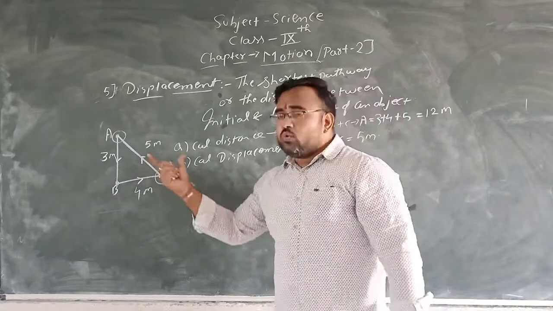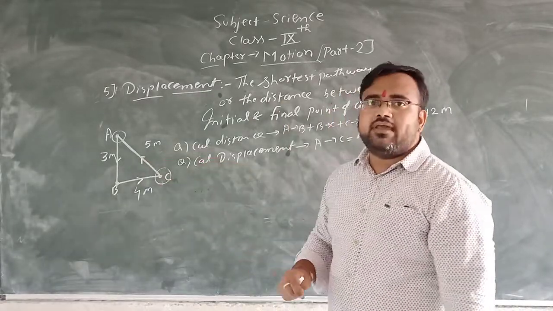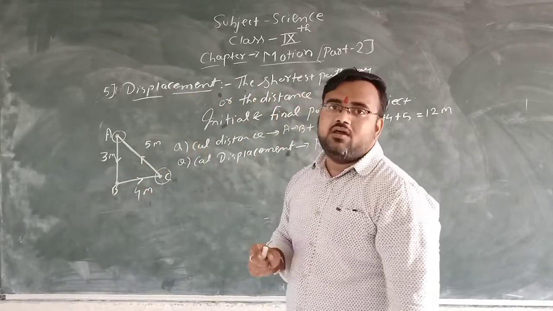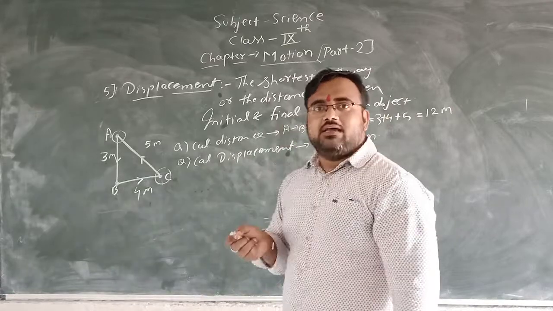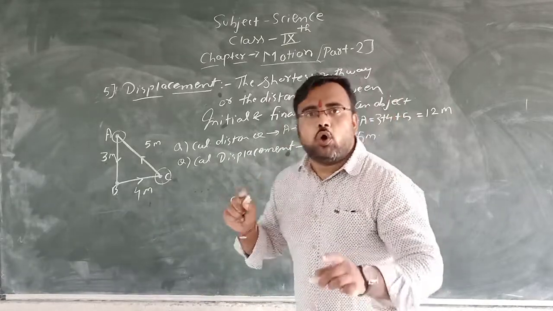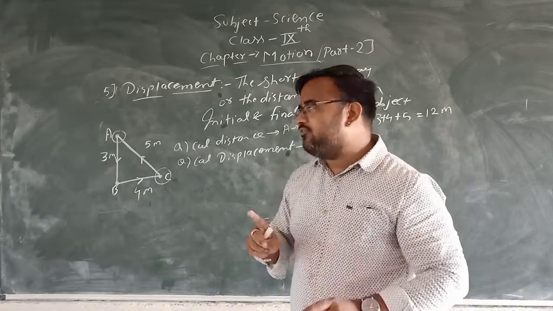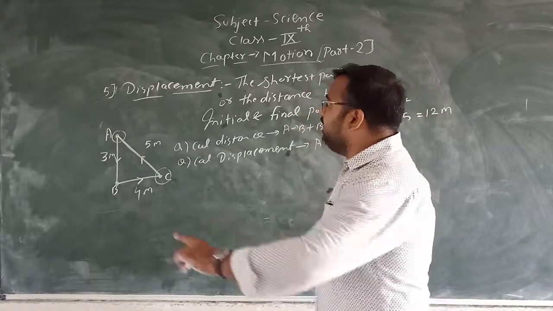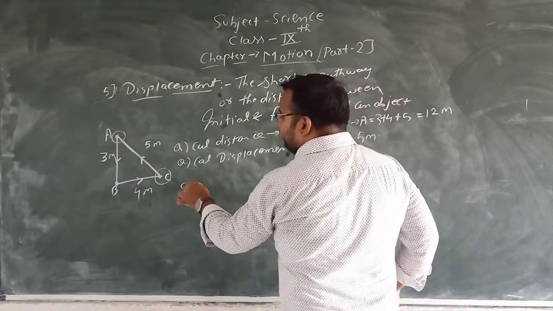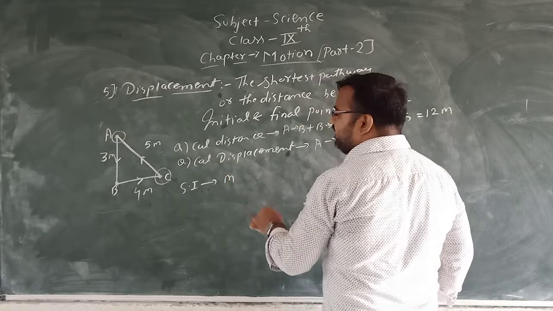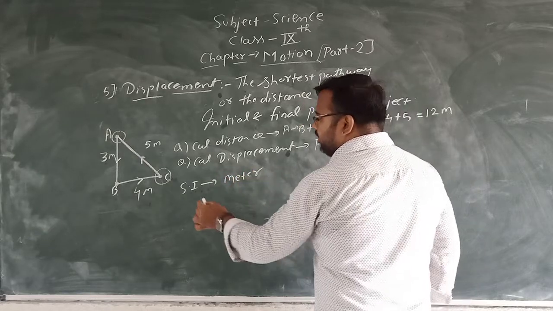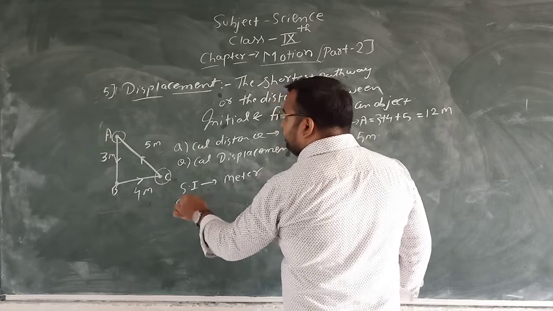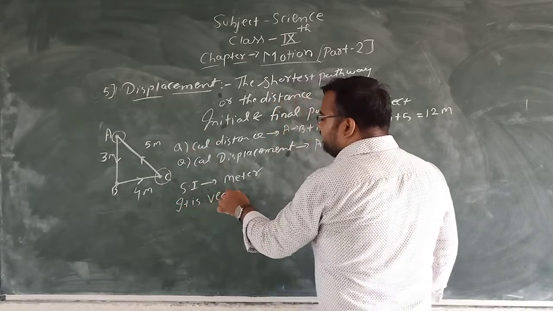So two questions can be asked related to this diagram. Calculate the total distance, then I have to calculate the full distance, 3 plus 4 plus 5. But if they ask displacement, then we have to choose the shortest pathway or the distance between the initial point and final point, which is 5 meters. Clear? So the SI unit of displacement is also meter, and displacement is a vector quantity.